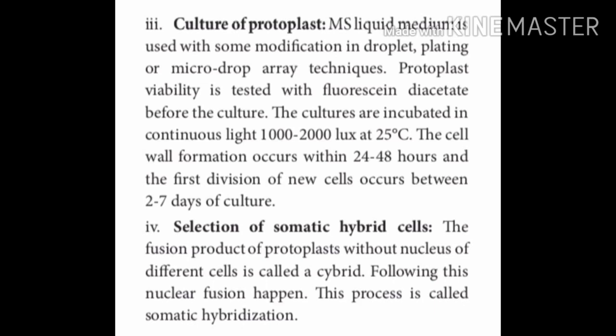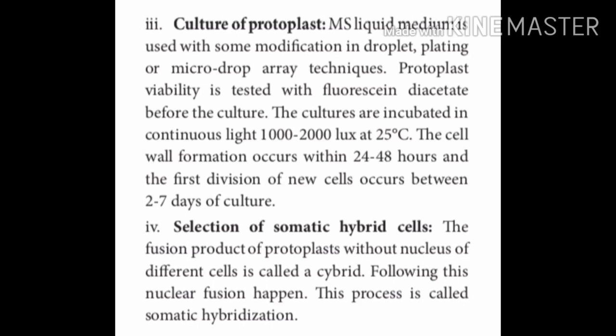The cultures are incubated in continuous light, 1000 to 2000 lux, at 25 degrees Celsius. Again mark it up. So what are the conditions for the culture? They'll be asking. The cell wall formation occurs within 24 to 48 hours, and the first division of cell occurs between 2 to 7 days of the culture. What an interesting thing, no? So the culture takes place. Let's move to the next. After the growth, selection of somatic hybrid takes place. That is our fourth step.